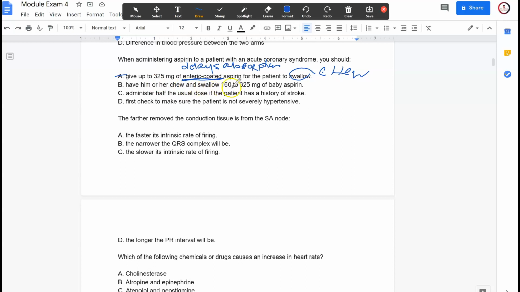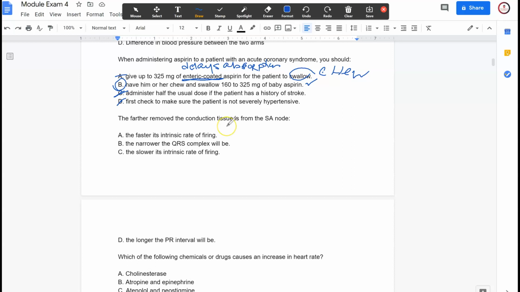All right, good. Swallow 160 with 325. Okay, like this one so far. Administer half the usual dose if they have a history of stroke. That makes zero sense. First, check to make sure the patient is not severely hypertensive. That has nothing to do with aspirin. Best answer, B, have him chew or swallow 160 to 325.